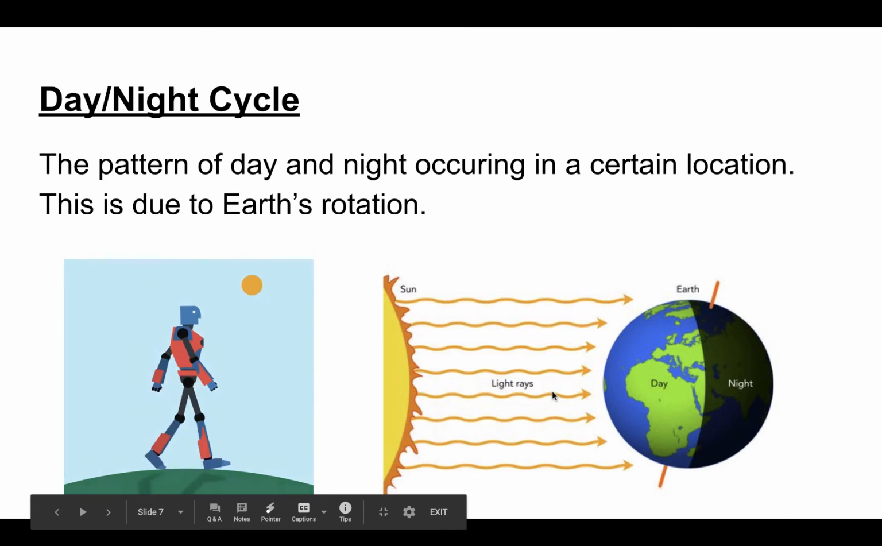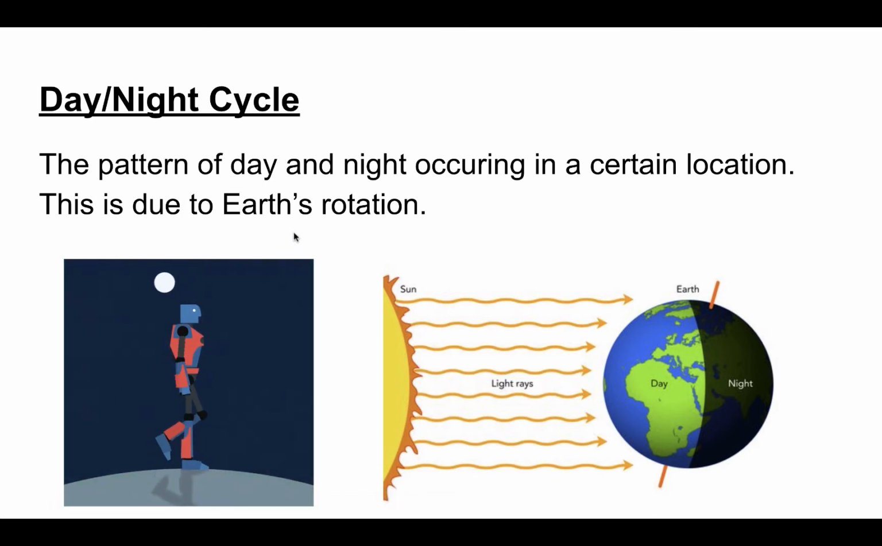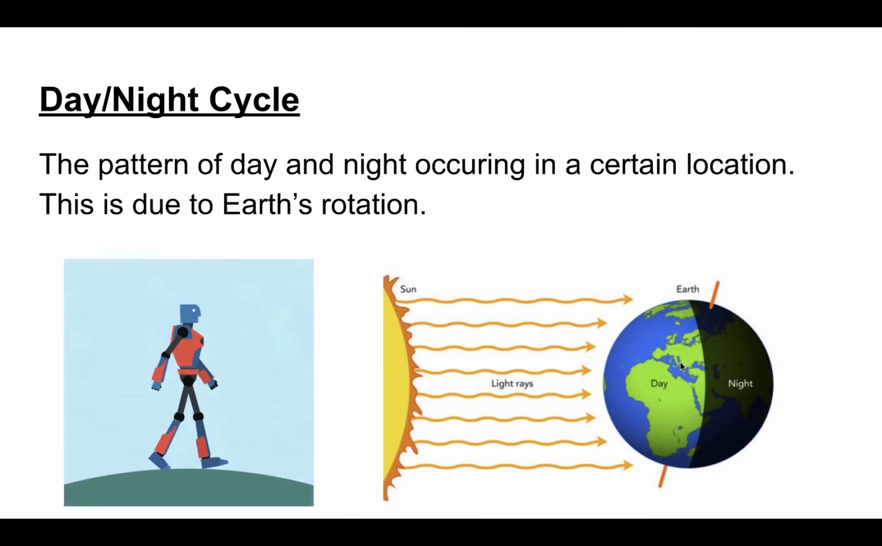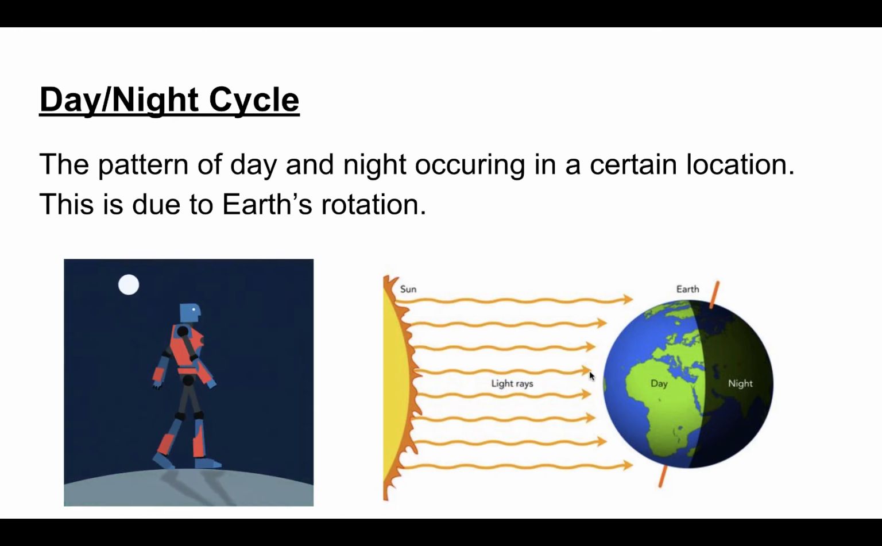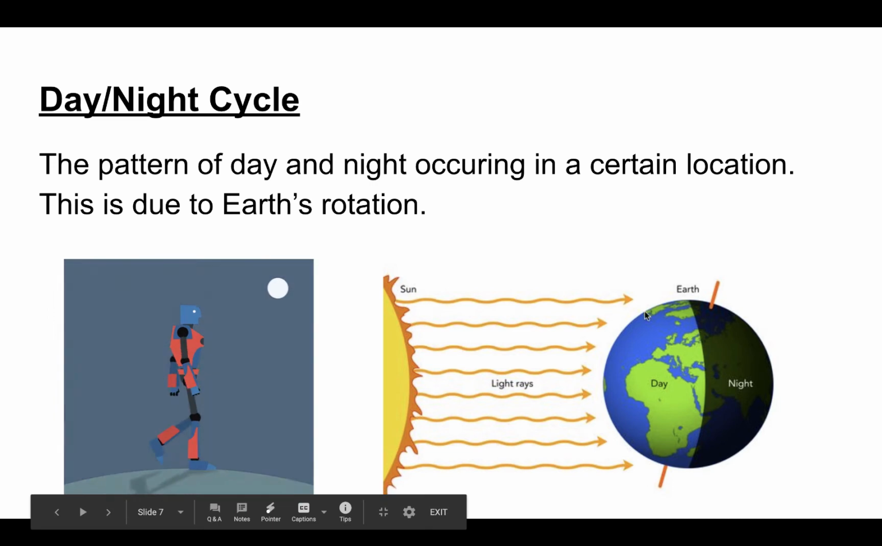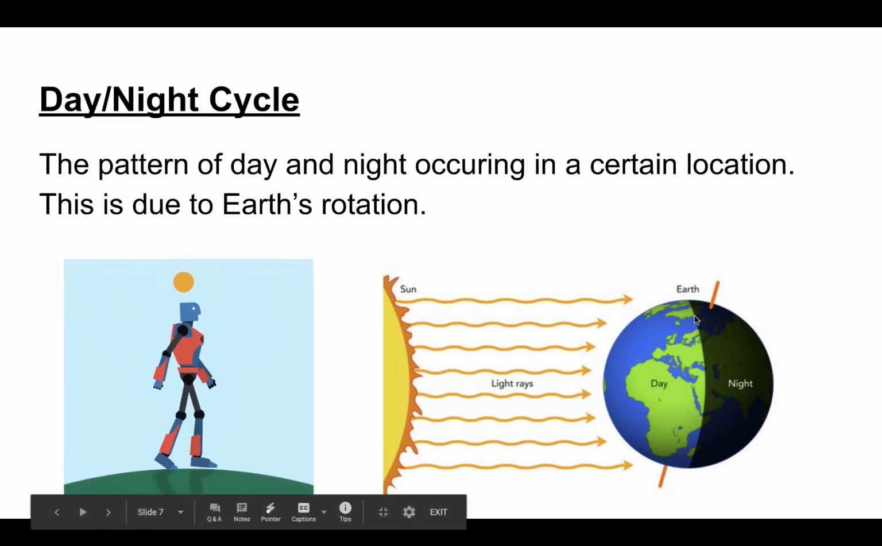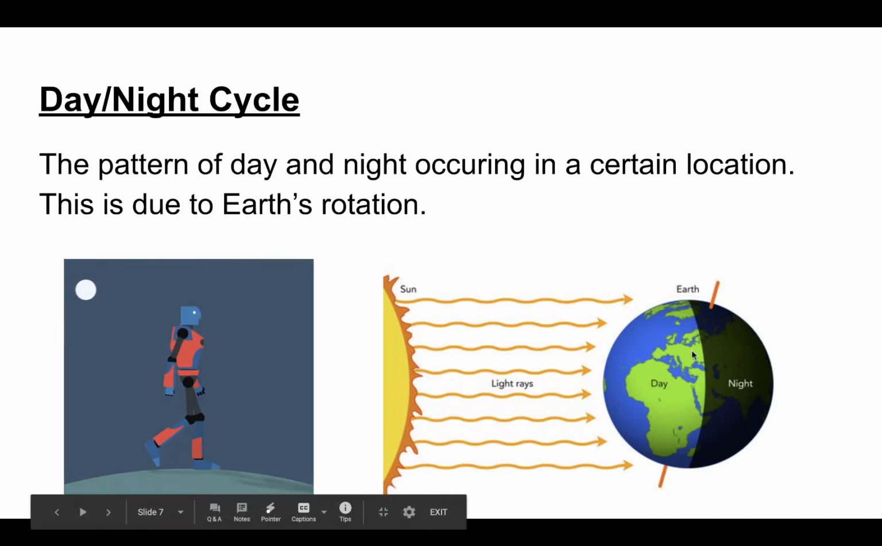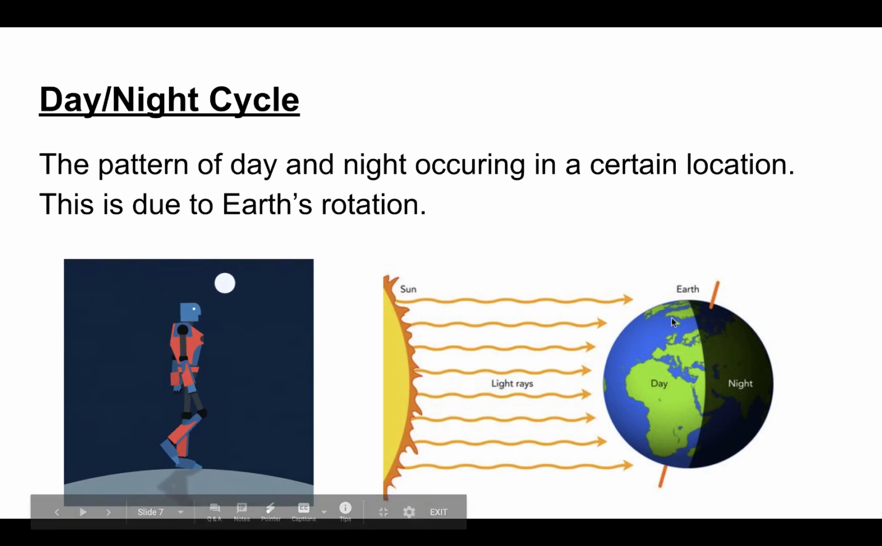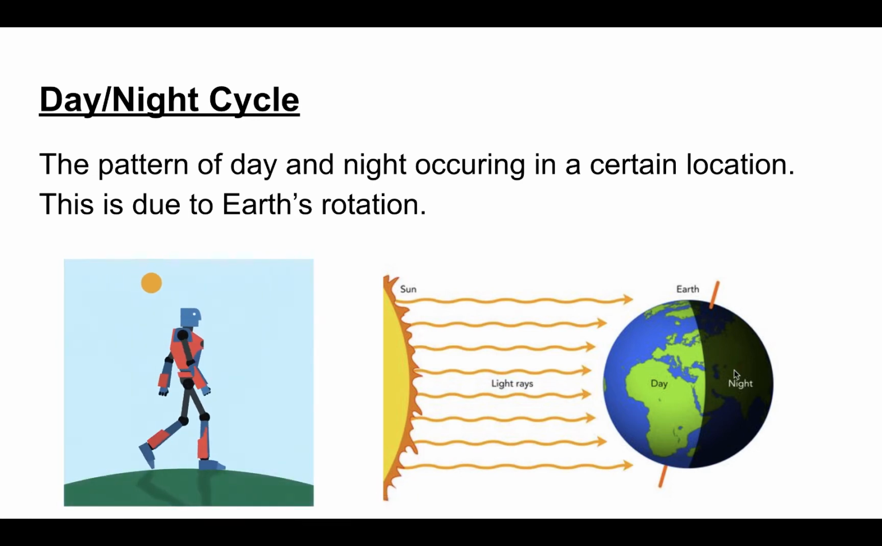Now, we say that the day and night cycle is due to Earth's rotation because we are traveling in space, and the sun is hitting one side of Earth. You can see that if I aim a flashlight at Earth, only one side is going to get lit. That side is experiencing daytime. The other side in the dark is experiencing nighttime.